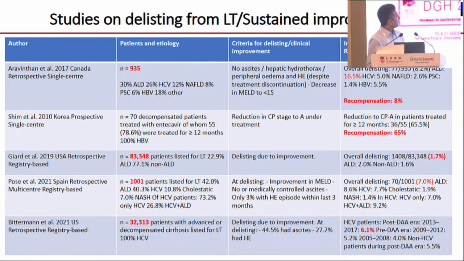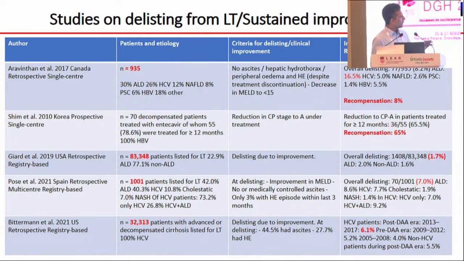Similarly, in the other studies, about 70% of decompensated patients who were treated with entecavir, about 67% of hepatitis B, can be taken back to their Child A status. This is a large study of about 84,000 patients who were listed for liver transplant. If you divide them into alcoholic versus non-alcoholic, about 2% of alcoholic patients can be delisted if they abstain from alcohol for a period of time, and non-alcoholic is about 1.6%. We do not have the various cutoffs, but about 2% can be delisted.